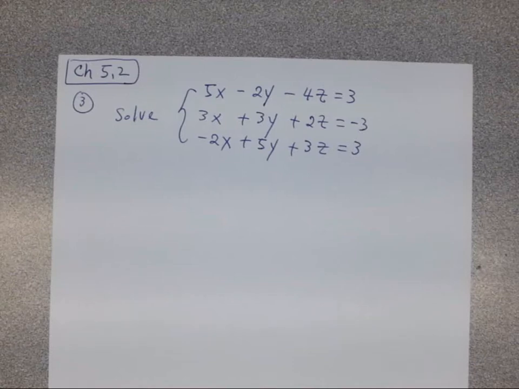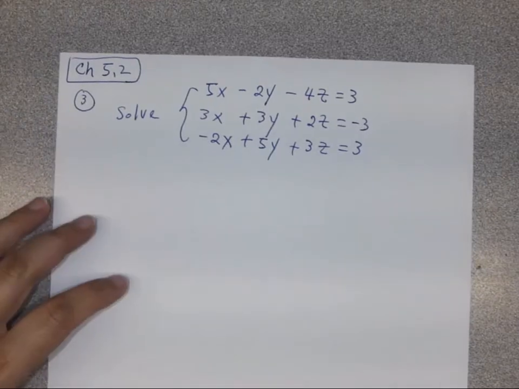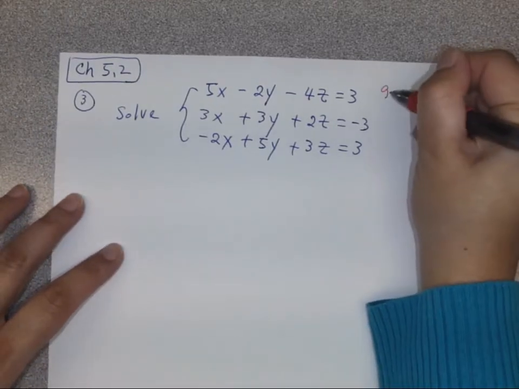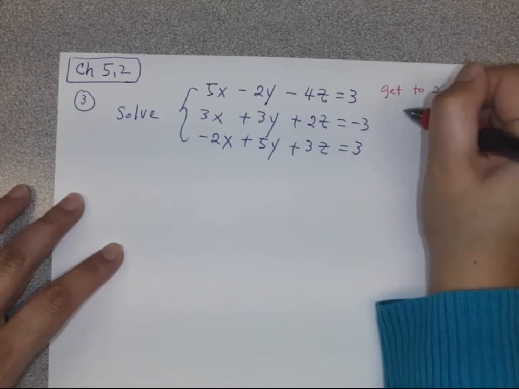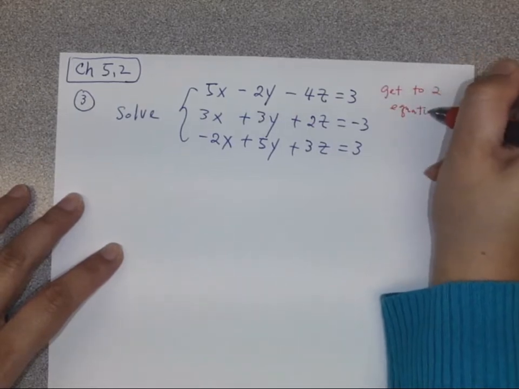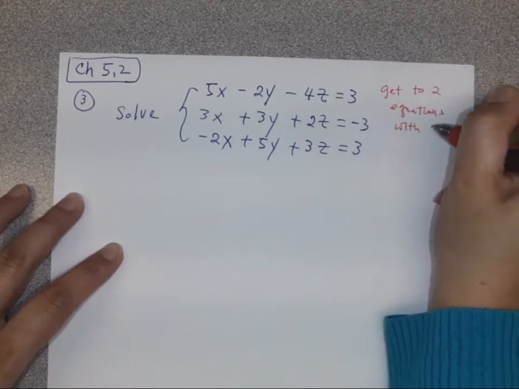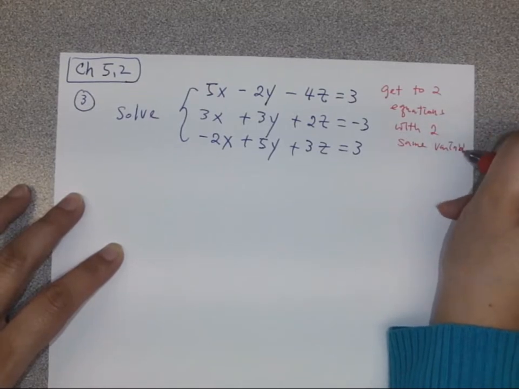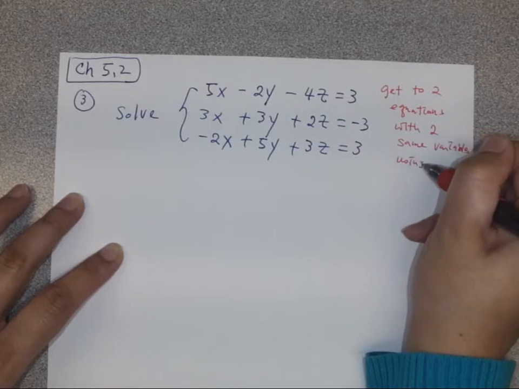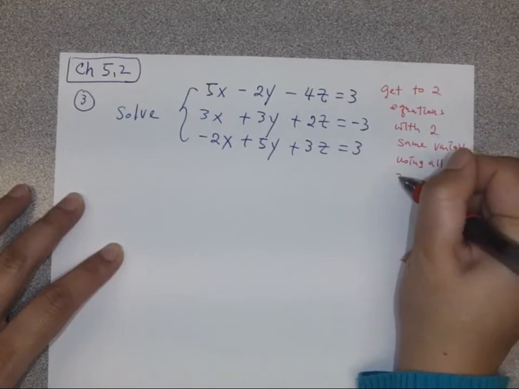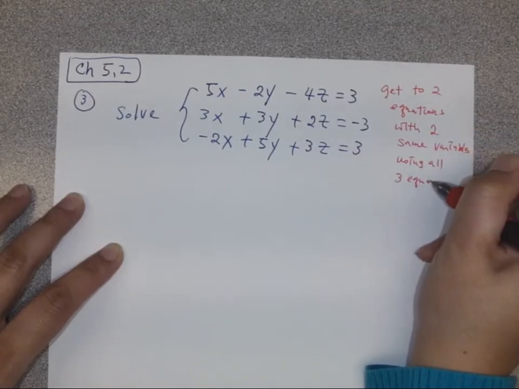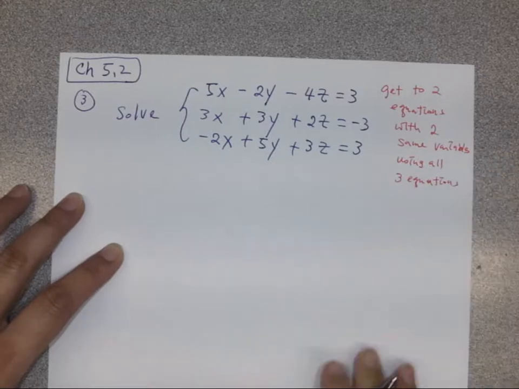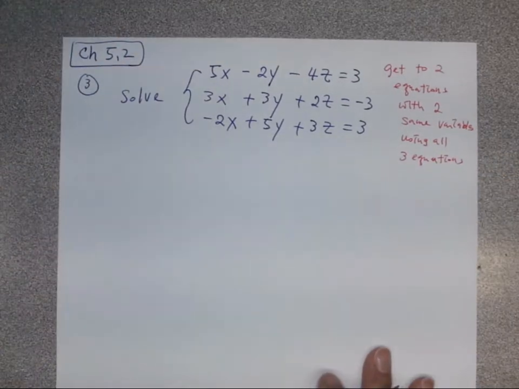So I need to get that into two equations with two variables using all three equations, and they should end up with the same two variables, right? So get to just two equations with two of the same variable, using all three equations.